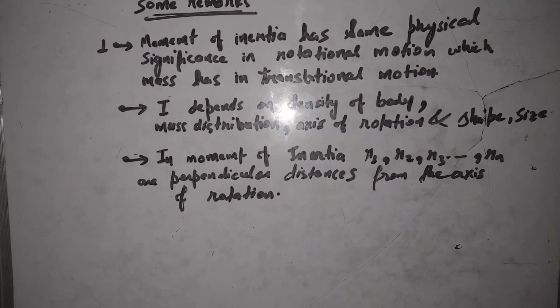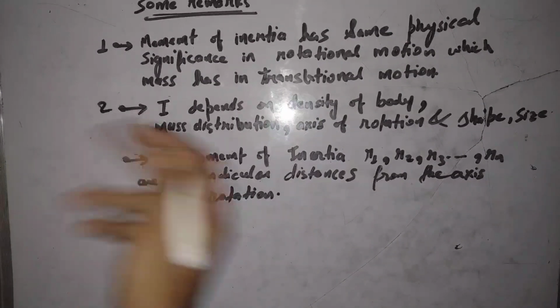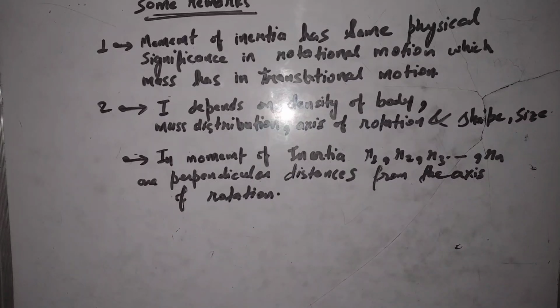The second remark is that moment of inertia depends on the density of the body, mass distribution, axis of rotation, shape and size. I think it is very obvious. If the mass distribution is farther from the axis chosen, it will have greater moment of inertia and therefore be difficult to rotate. If the mass distribution is closer to the axis of rotation, then it will be easier to rotate. If size is larger, again difficult to rotate. If size is smaller, easy to rotate. I think the second remark is very obvious.